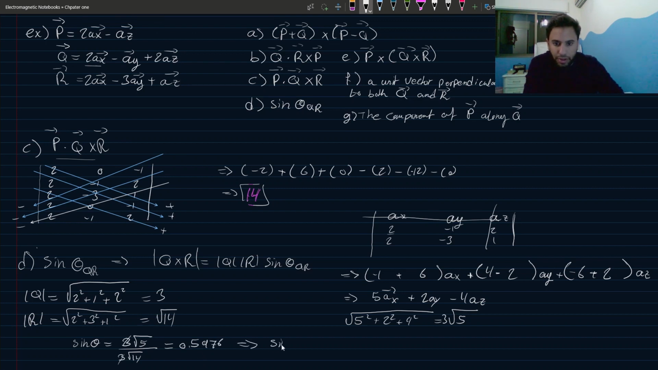And then we find the inverse of 0.5976. We get theta is equal to, oh, I'm sorry. That's what we need. We need to find theta. So, and that is the answer, 0.596. There you have it.